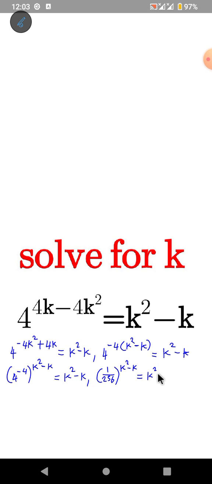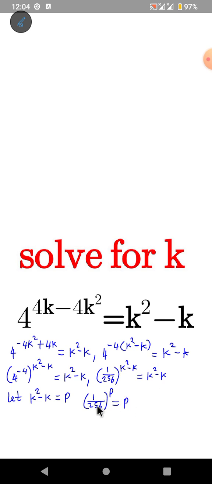k square minus k. Then my next step now will be to say that let k square minus k equal to p. So anywhere I see k square minus k, I'll put p. So write bracket 1 all over 256, close my bracket. Then this k square minus k, so I'll put p raised to the power of p equal to k square minus k, the same thing as what?